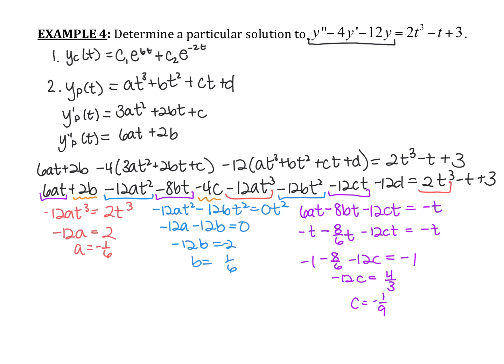Negative 2b, negative 4c, negative 12d has to equal 3. So 2b minus 4c minus 12d equals 3. We know b and c, also not pretty. So we get 2/6, so 1/3, minus negative 4/9, minus 12d equals 3. Times by 3, 7/9. That's an ugly fraction.